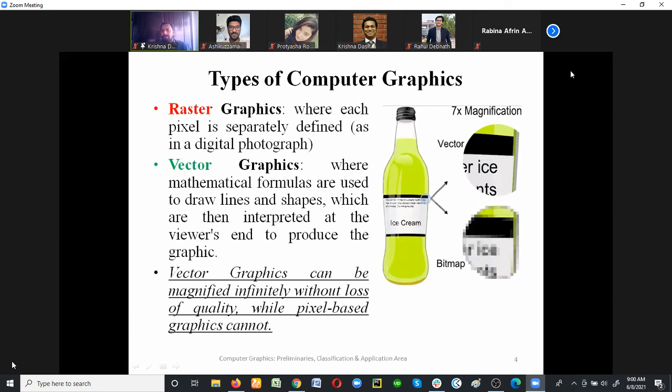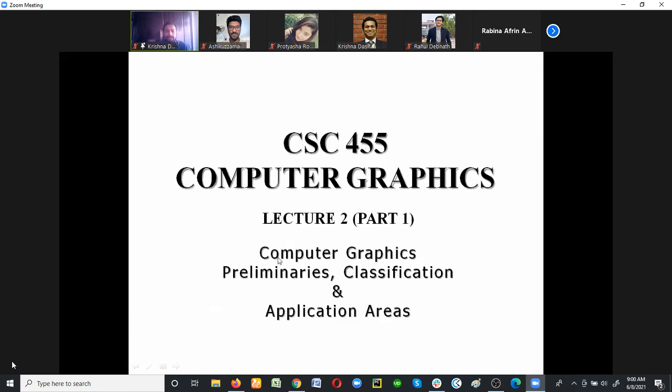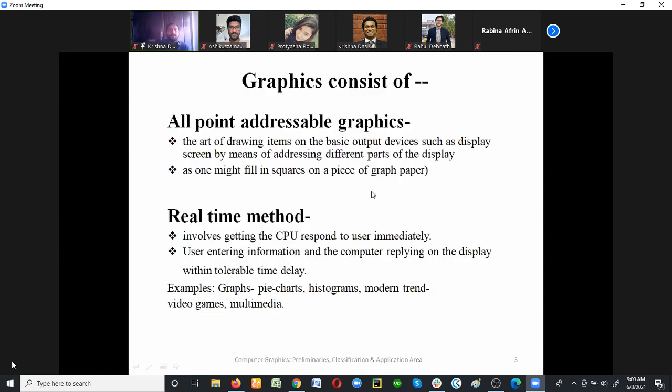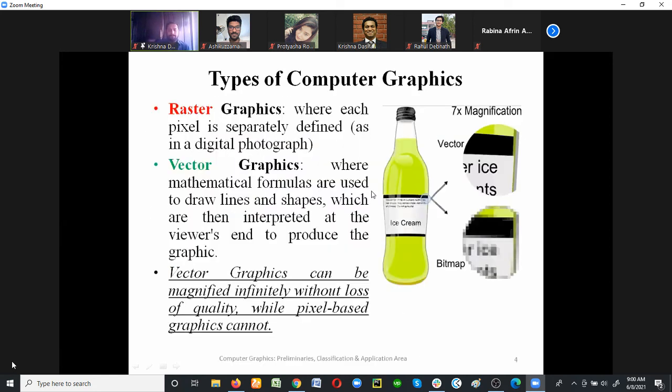Okay, so let us go for the classification. In this chapter we try to discuss computer graphics, the preliminary discussion about what graphics is, try to understand it, then we go for classification, and then we'll go for the application area. Okay, so if we go for types of graphics, they have been classified in two types: raster graphics and vector graphics. This classification is done on the basis of the image processing technique, how the image can be created on the screen.